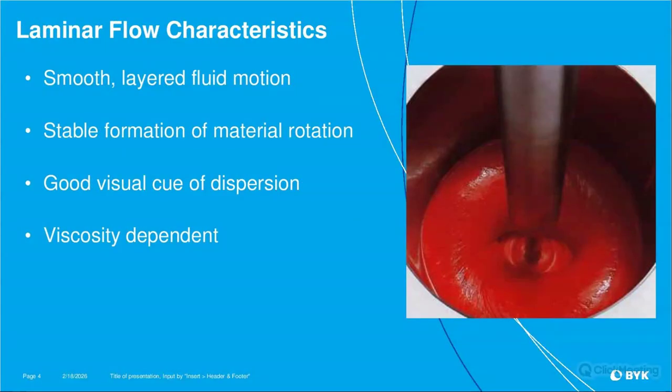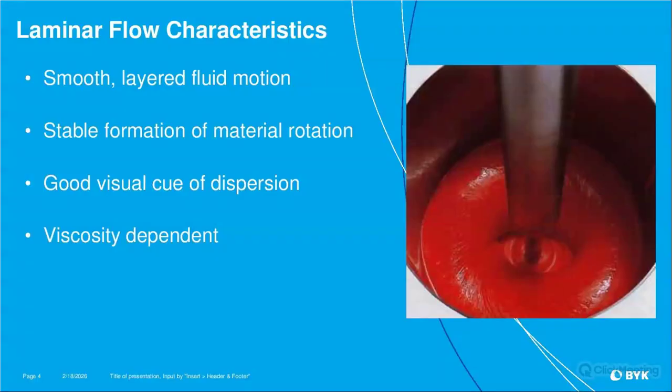So the first we're going to talk about is laminar flow characteristics. This is characterized by a very smooth, layered fluid motion. You can see in this picture here that shows a good dynamic of your donut. The donut effect is what we call it, and this is a very stable formation. You have to have enough structural integrity in your viscosity for this to form when you're putting energy into it. It's a very good visual cue of the dispersion process.